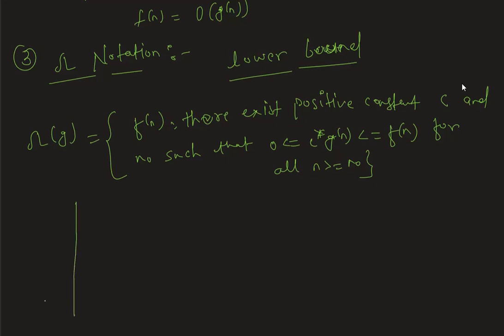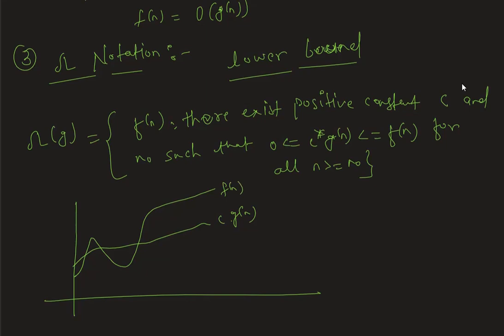We can understand this with the help of graph. Here we have c into g of n here, and f of n is here. So this intersecting point, we have this n naught. Here f of n is equal to omega g of n. So these are the asymptotic notations for understanding time complexity.